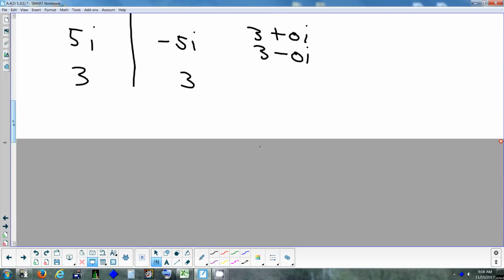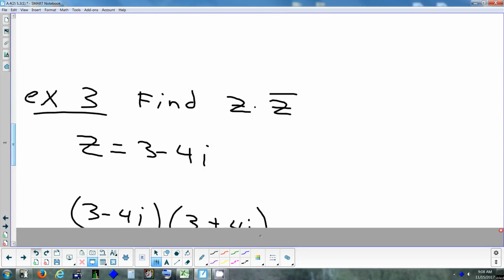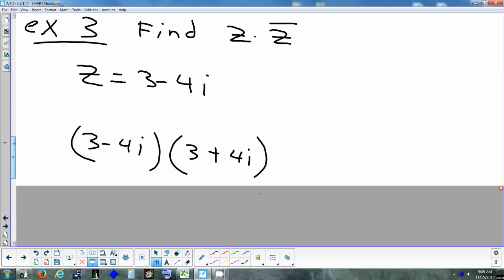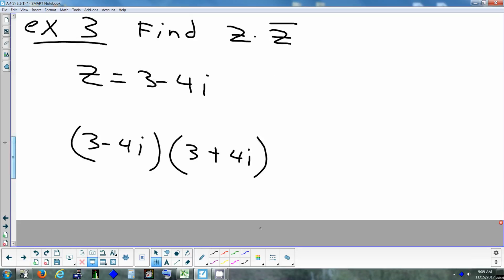All right, so now let's look at what happens before we do division, if we multiply 2 conjugates together. So the problem here is asking you to take whatever number they give you and multiply it by its conjugate. The number they're giving me is 3 minus 4i. So the conjugate would be 3 plus 4i. Now I want to multiply those together. And I want to see what happens.